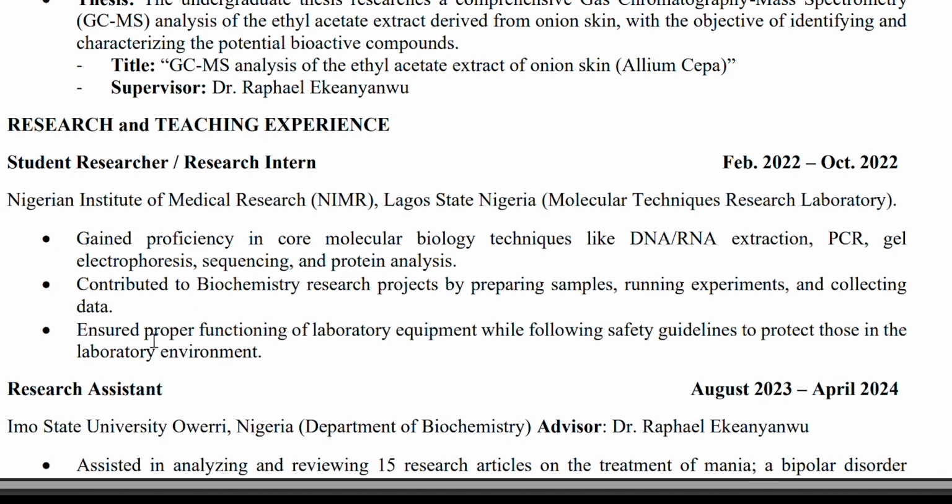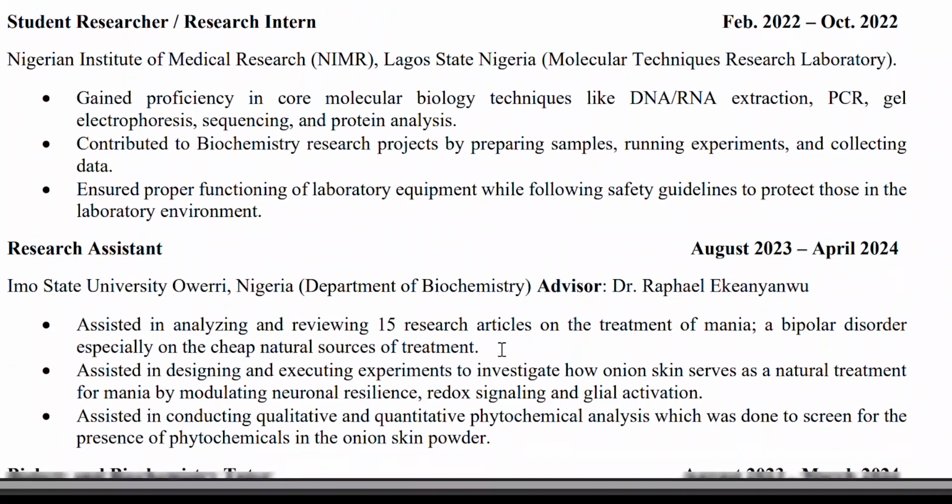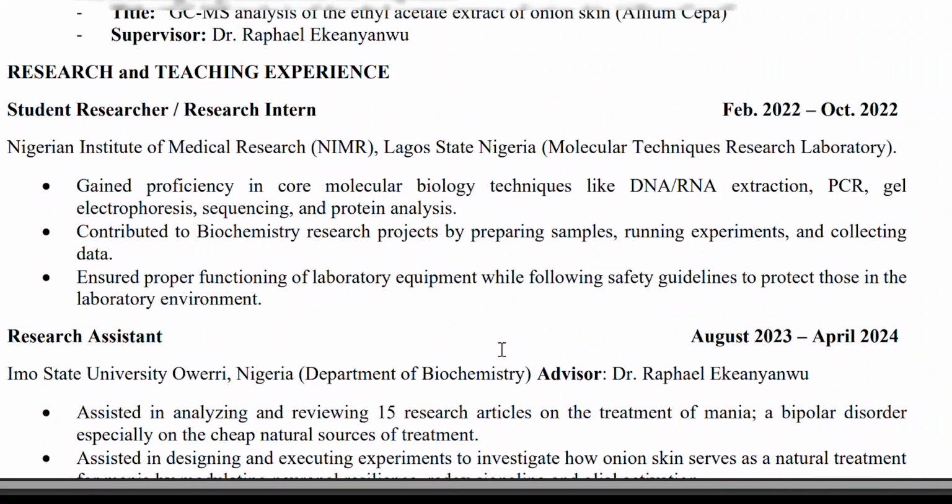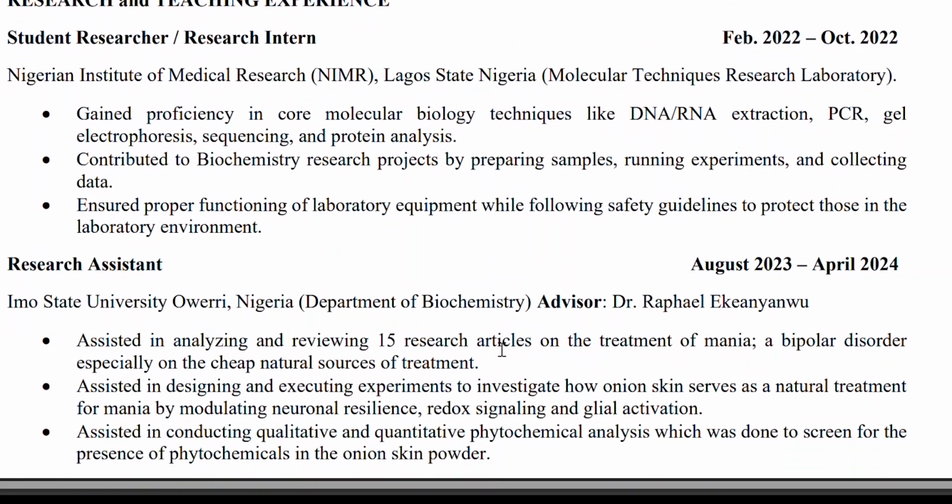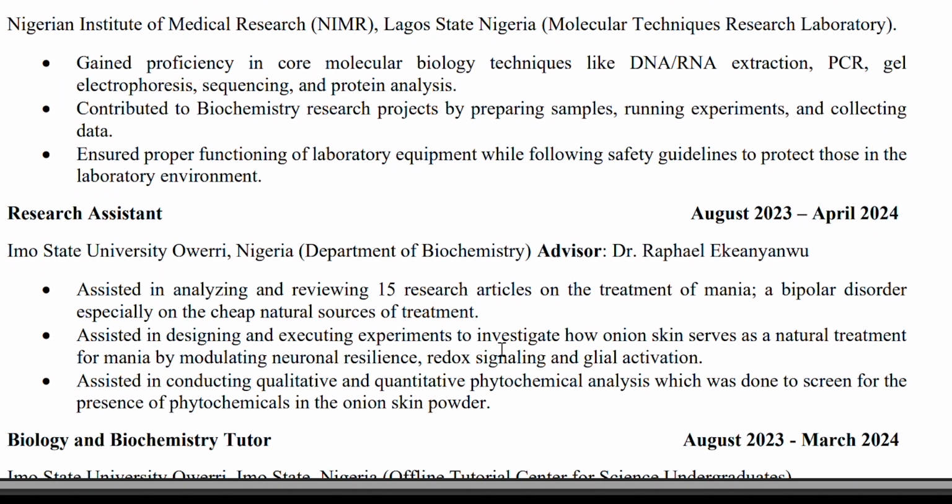Still under research and teaching experience, I was a research assistant. That's after I graduated. I worked with Dr. Raphael Kanyang and some other professors and lecturers in the department. For research assistant, I started in August 2023 to April 2024. The institution is Imo State University, Owerri, Department of Biochemistry, and don't forget my advisor, my dear lovely Dr. Raphael Ekayamu. Now, if you look at our activity here, I assisted in analyzing and reviewing.